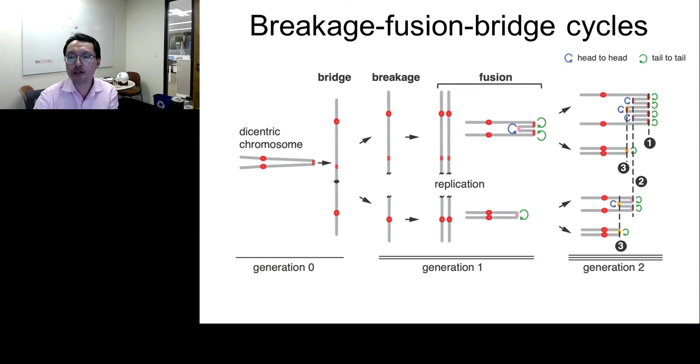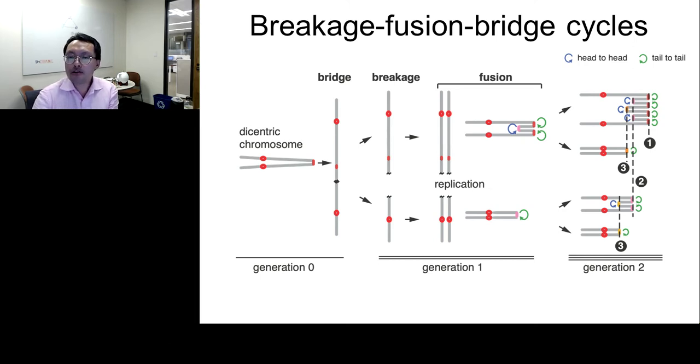This is known as the fusion event. Now, the new dicentric chromosome can undergo a new round of bridge formation and breakage event. And the cycle can keep going, which makes it breakage-fusion-bridge cycles.